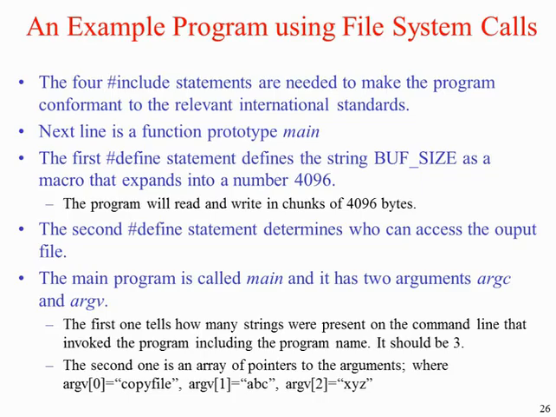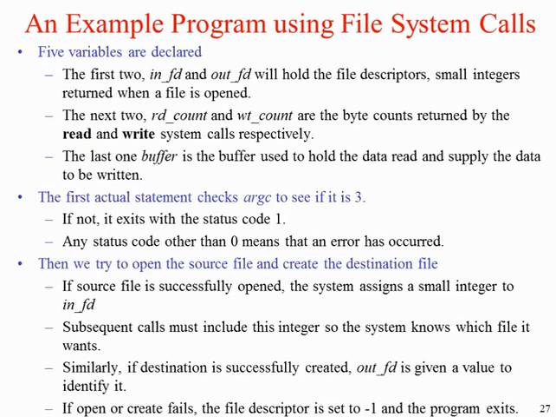Now the main program is called main. It has two arguments, argc and argv. The first one tells us how many strings were present on the command line, and that would be 3. The second is an array of pointers, where the value for the first argument is copy file, the second argument is the source file, and the third argument is the destination file.